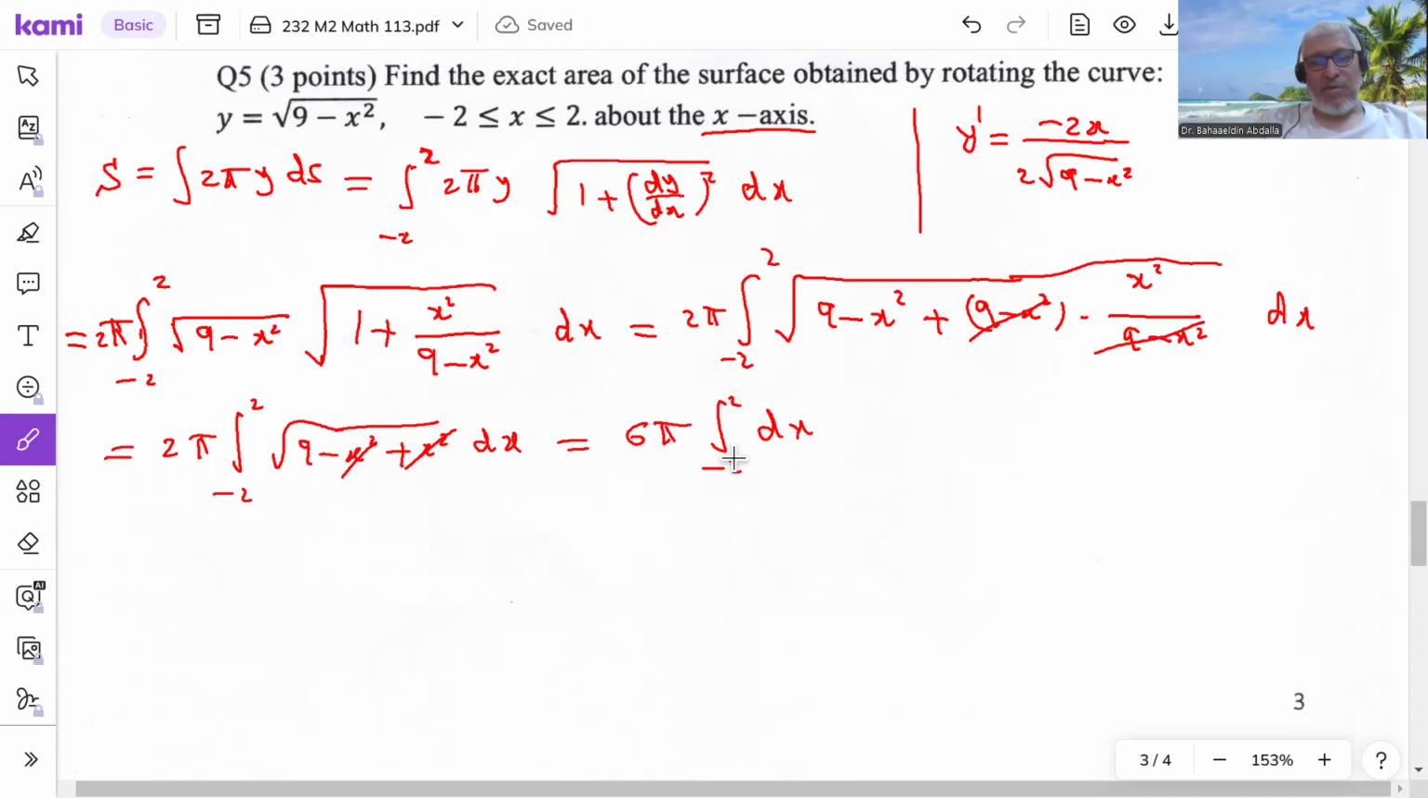And this integral is very easy. You can evaluate it, you can say it's x from negative 2 to 2, or in fact, we have a formula or a property that says the integral from a to b of dx is b minus a. So it's 2 minus negative 2. That's 4 times 6 pi, that's 24 pi. So that's the answer.